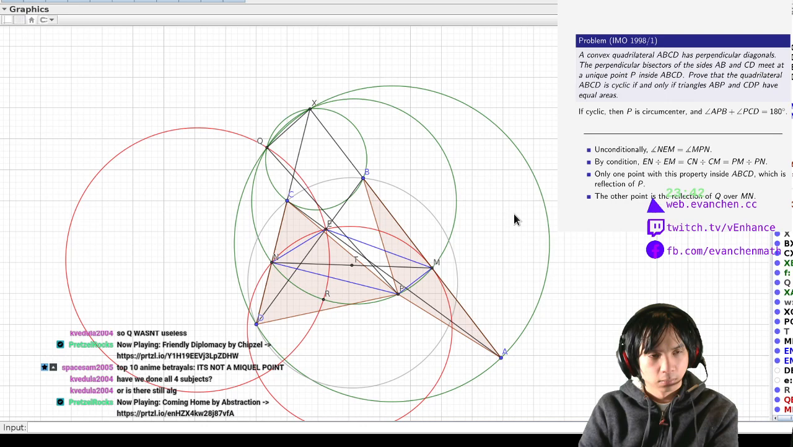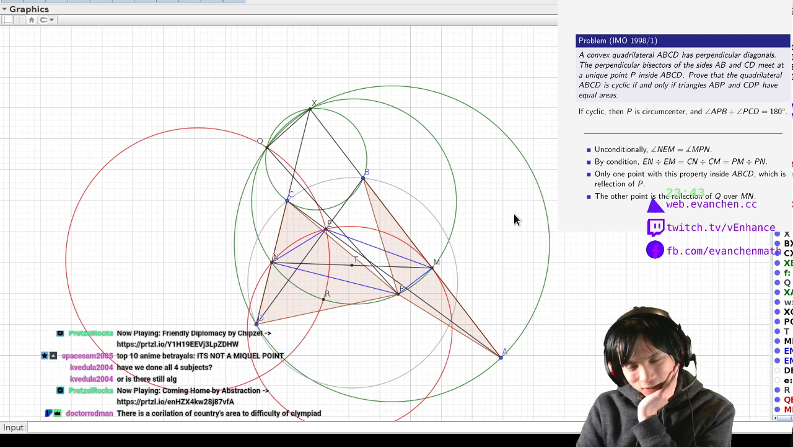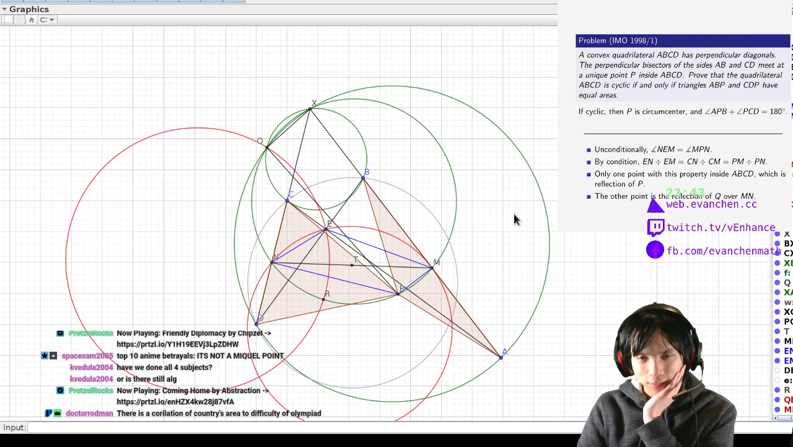Have we done all four? No, we didn't do elk yet, but I don't know if I'm actually going to get to it. Wait, actually, why does it lie outside? The reflection of Q over MN. I need to show it's not on both the circle with diameter.